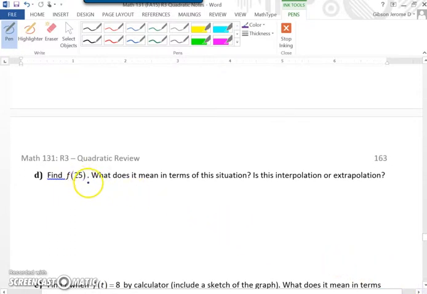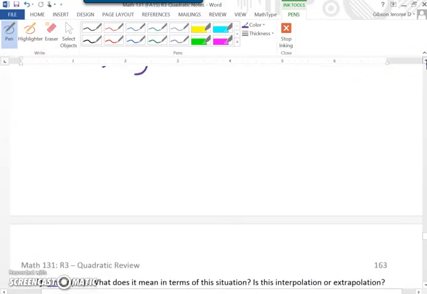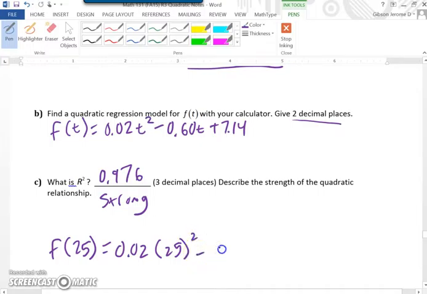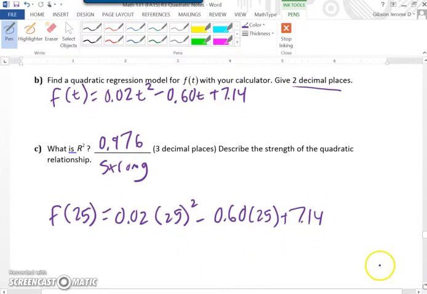Now we go here to D. We want to find f of 25. So we have to put it into the equation that we got up here. So we want to take this equation. Now you could all write this down at D, but it's hard for me to remember all of this, so I'm going to write it here. So you should have f of 25 is equal to 0.02 times 25 squared minus 0.60 times 25 plus 7.14. Now remember, you're writing all of this in D.